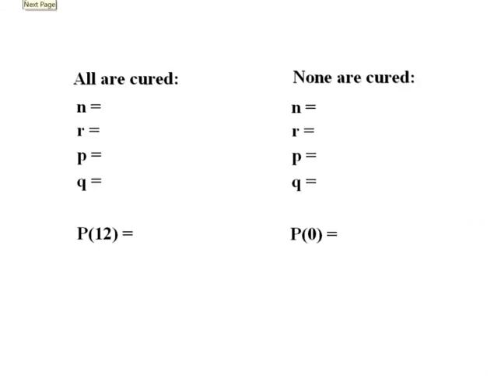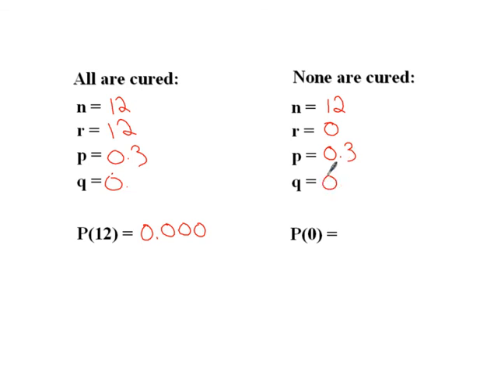All are cured. Okay, so I'm going to still look at 12. R is, wow, well, I guess 12. P is still 0.3. Q is 0.7. So I'm going to look at the last one in that row, and it's 0.000. So basically, not going to happen at all. Okay. 12 patients, 0 are cured, 0.3 success rate of them being cured, 0.7 of them not being cured.